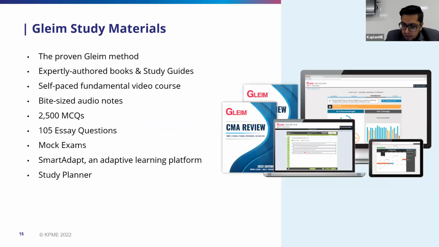And what do you get with Gleim materials? I've spoken a lot about Gleim materials. And what do you get with the Gleim material? Obviously, you will get 2,500 MCQs and 105 essay questions for practice.